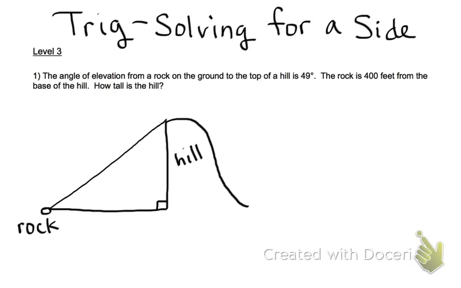It says the angle of elevation from a rock on the ground to the top of the hill is 49 degrees. So the angle of elevation is the one on the bottom that's going up towards the hill. I'm going to label this as 49 degrees. The next sentence says the rock is 400 feet from the base of the hill. So that means it's 400 feet away from the bottom of the hill, so the bottom of this triangle is 400 feet.